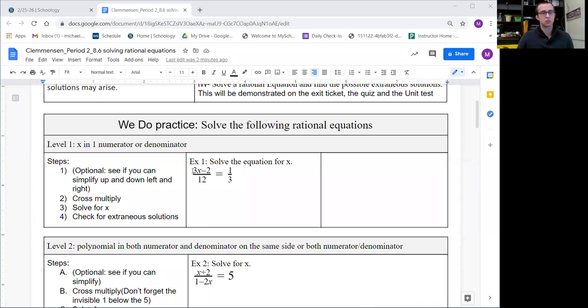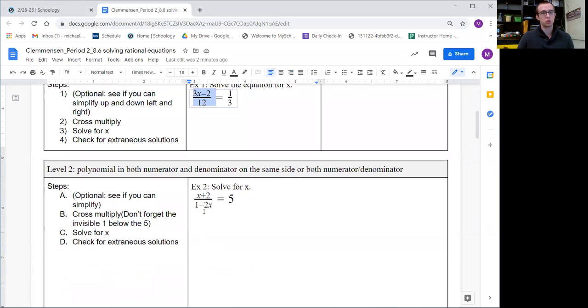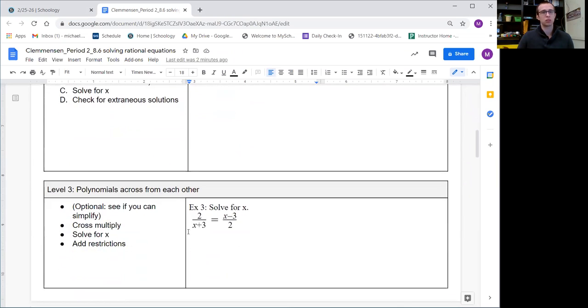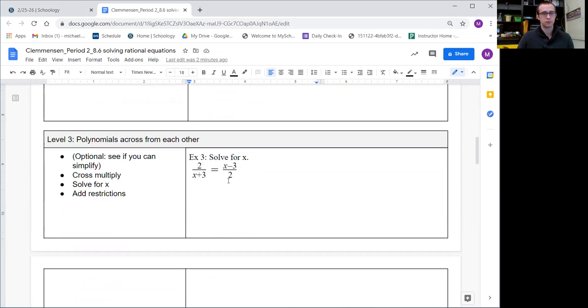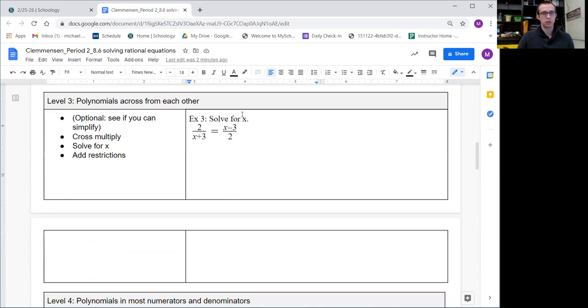Level 1 just has one polynomial in the numerator or denominator, one in the whole thing. Level 2 has 2 of them, either right above each other or across from each other, but not diagonally. A diagonal one is a level 3 problem. We'll see why that changes things when we have a diagonal in a little bit. But that's our main thing with level 3.